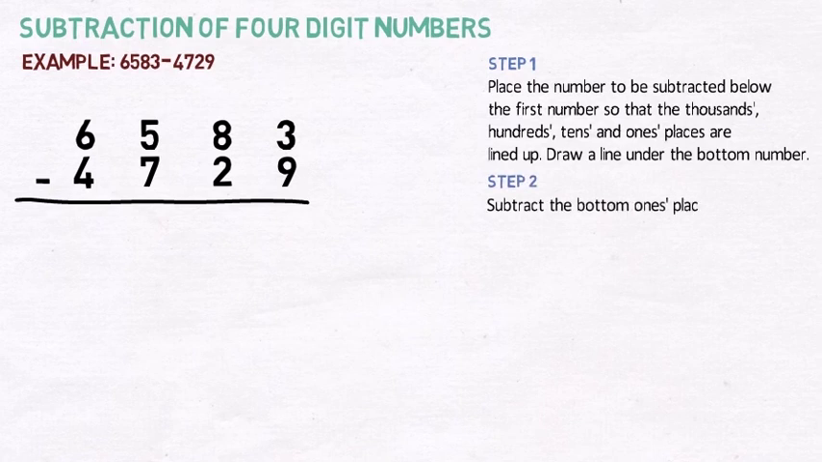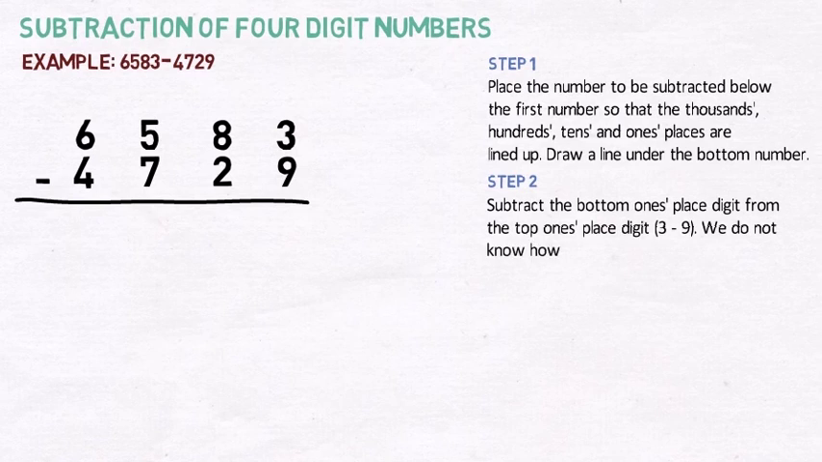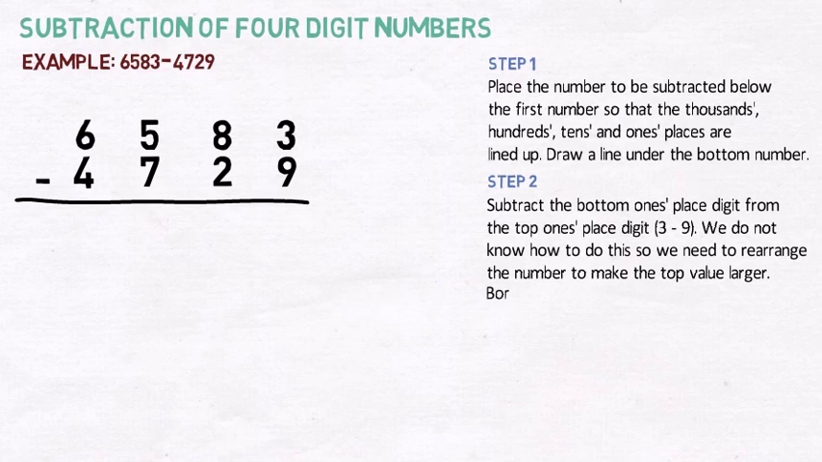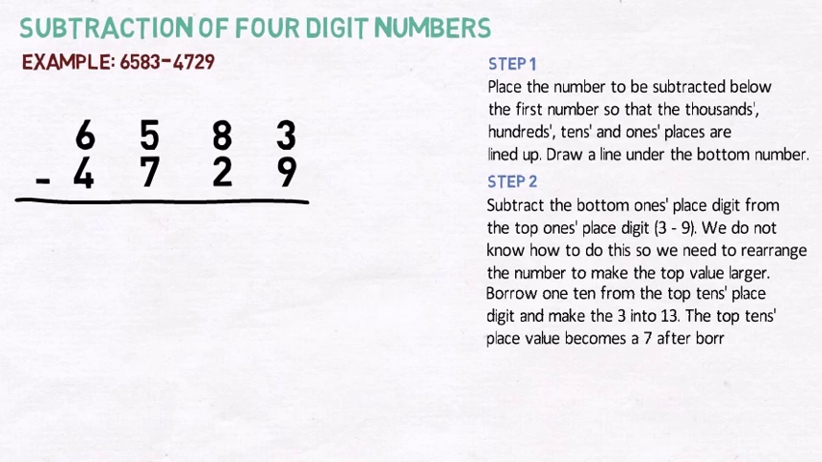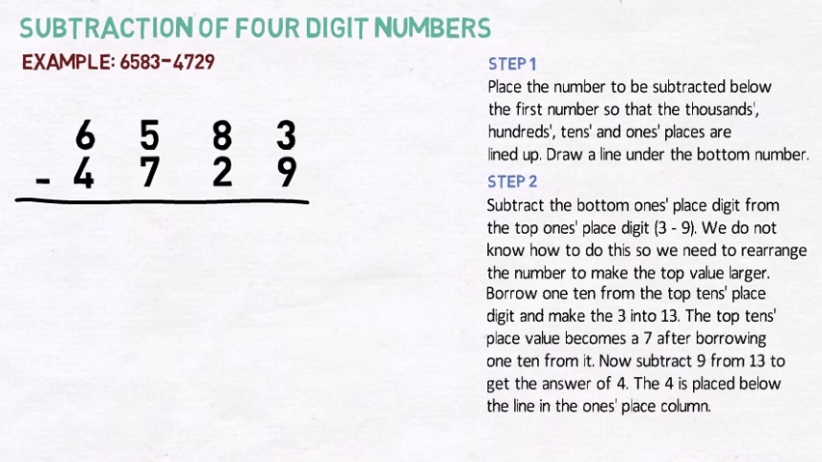Subtract the bottom ones place digit from the top ones place digit. 3 minus 9. We do not know how to do this, so we need to rearrange the number. To make the top value larger, borrow 10 from the top tens place digit and make the 3 into 13. The top tens place value becomes a 7 after borrowing 10 from it. Now subtract 9 from 13 to get the answer of 4. The 4 is placed below the line in the ones place column.